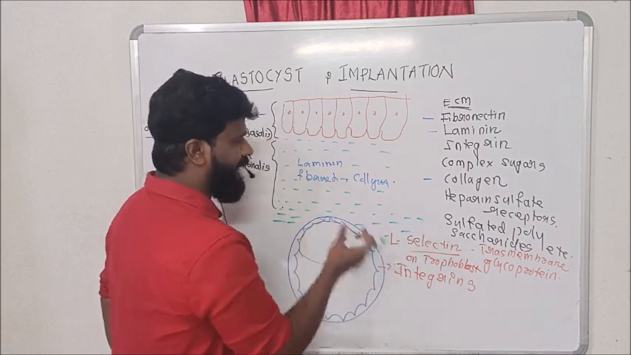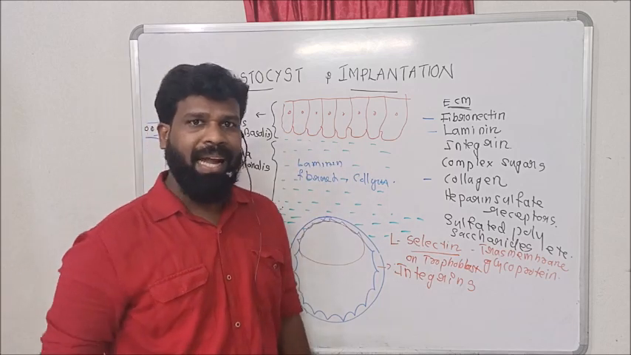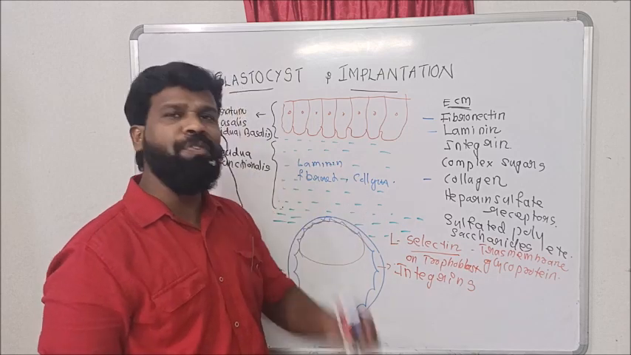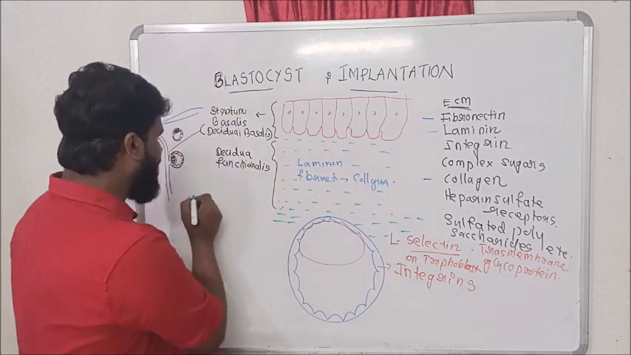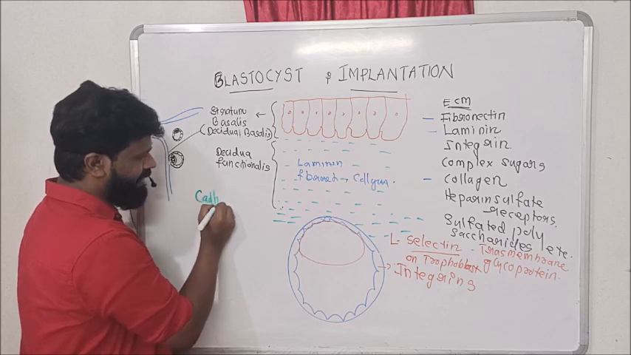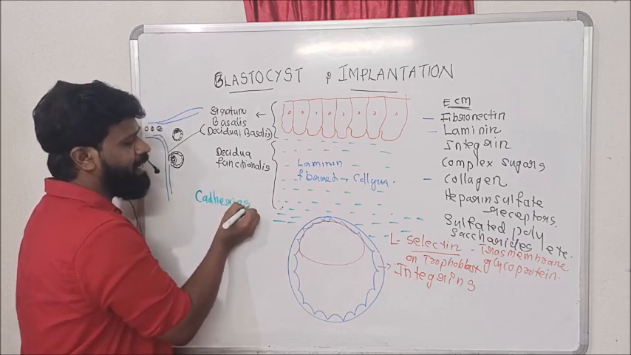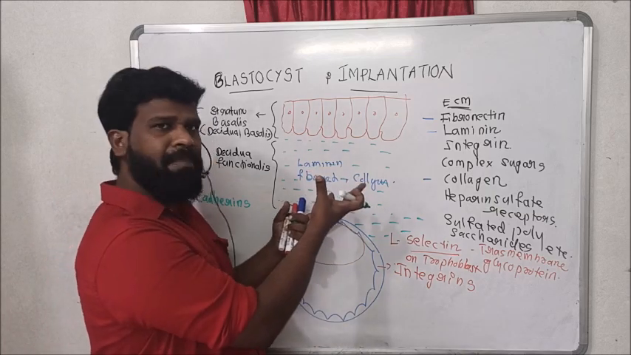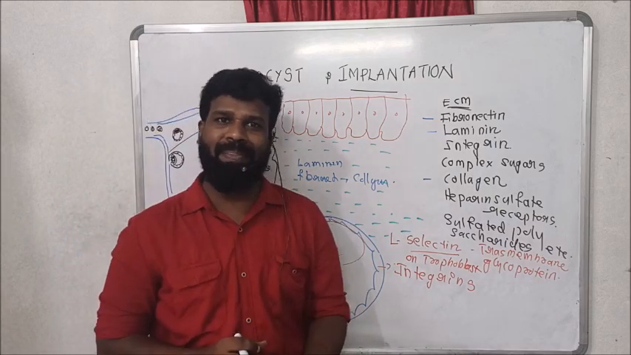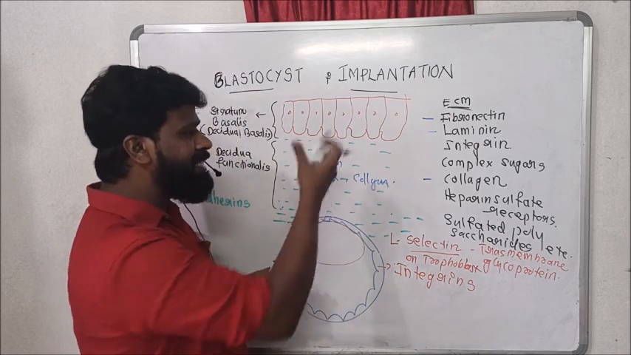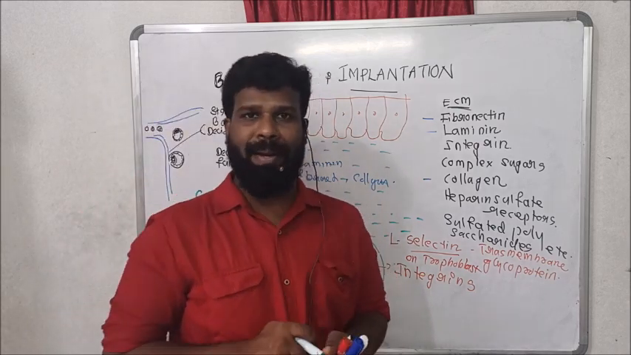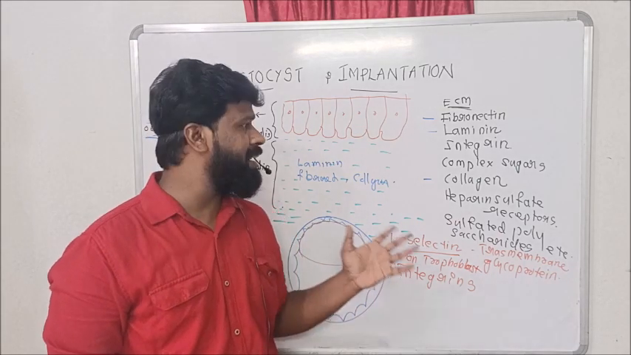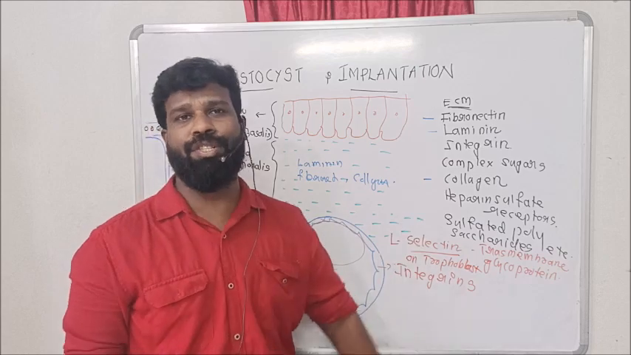Now this blastocyst is attached to the endometrium. And here the trophoblast as well as the endometrial cells produce the cell adhesion protein cadherin. This cadherin also helps to fix the blastocyst to the endometrium. These extracellular matrix proteins, polysaccharides, etc. are involved in this implantation.